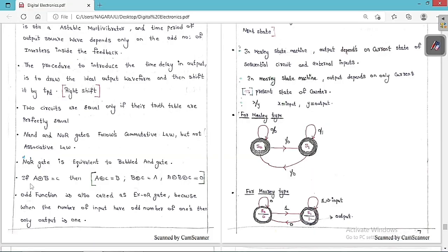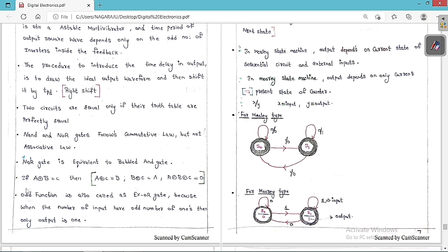Now if A XOR B is equal to C, then A XOR C is equal to B, B XOR C is equal to A, and A XOR B XOR C is equal to 0. These things I have already told you. Similarly, the same concept applies to XNOR also. XNOR and XOR both have the same property. Just now we have seen if A XOR B is equal to C, then B XOR C is equal to A, and C XOR A is equal to B. So therefore A XOR B XOR C is equal to 0.